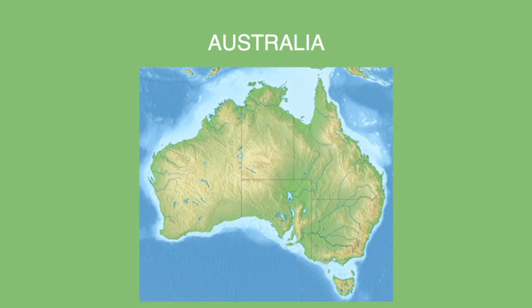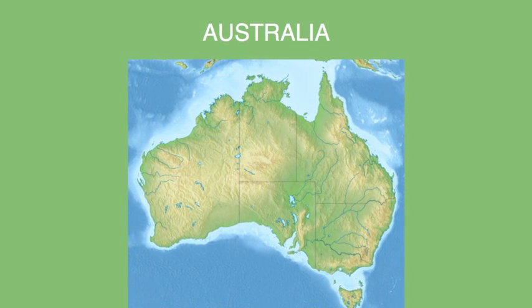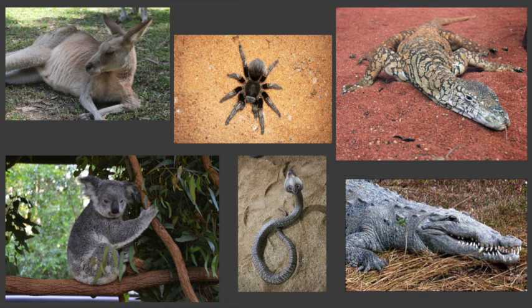Today we are going to be learning about a type of art called Aboriginal art. Aboriginal art comes from a country called Australia. Australia is very far away. Australia has lots of cool animals. Some are pictured here like kangaroos, spiders, lizards, koalas, snakes, and crocodiles.